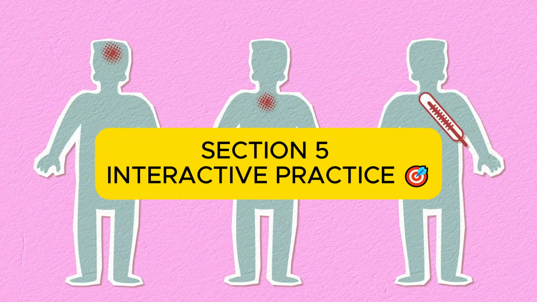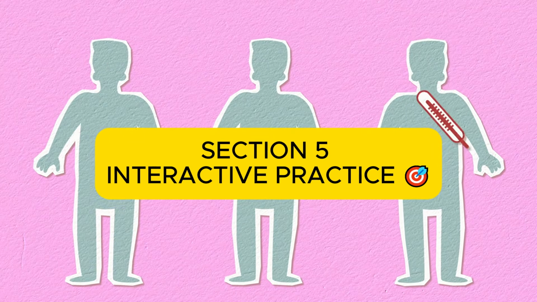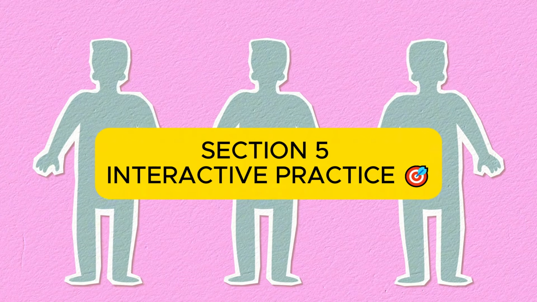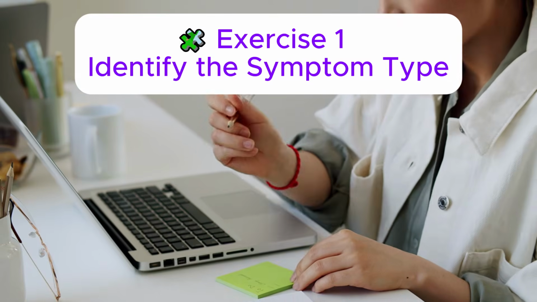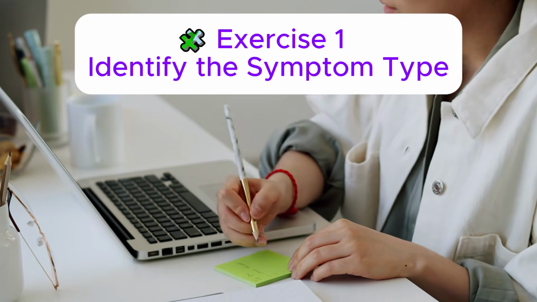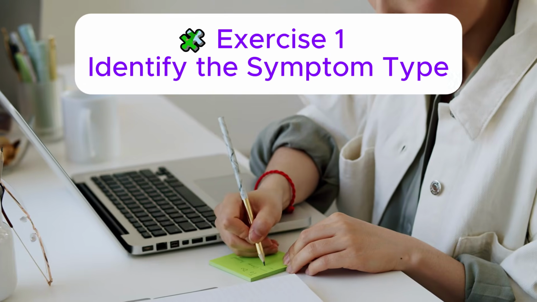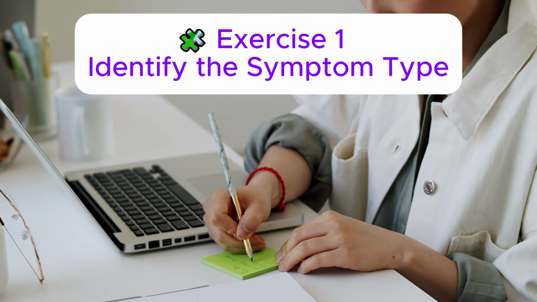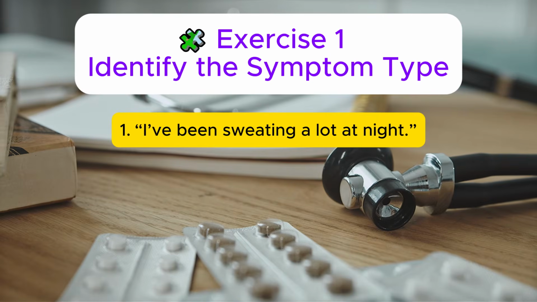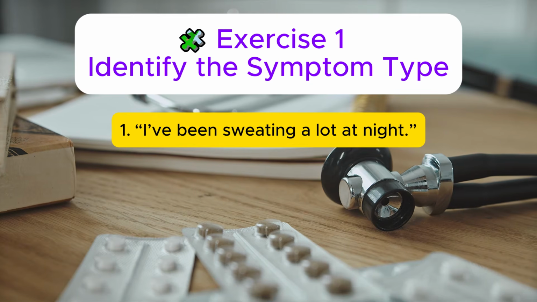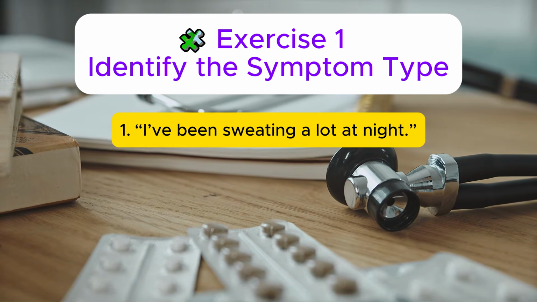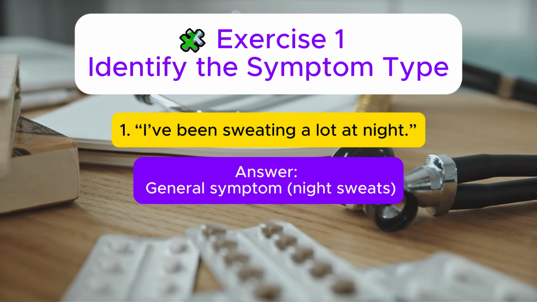Section 5. Interactive practice. Time to test what you've learned. Ready? Exercise 1. Identify the symptom type. I'll read a few sentences. You decide what kind of symptom it is. I've been sweating a lot at night. Answer. General symptom. Night sweats.